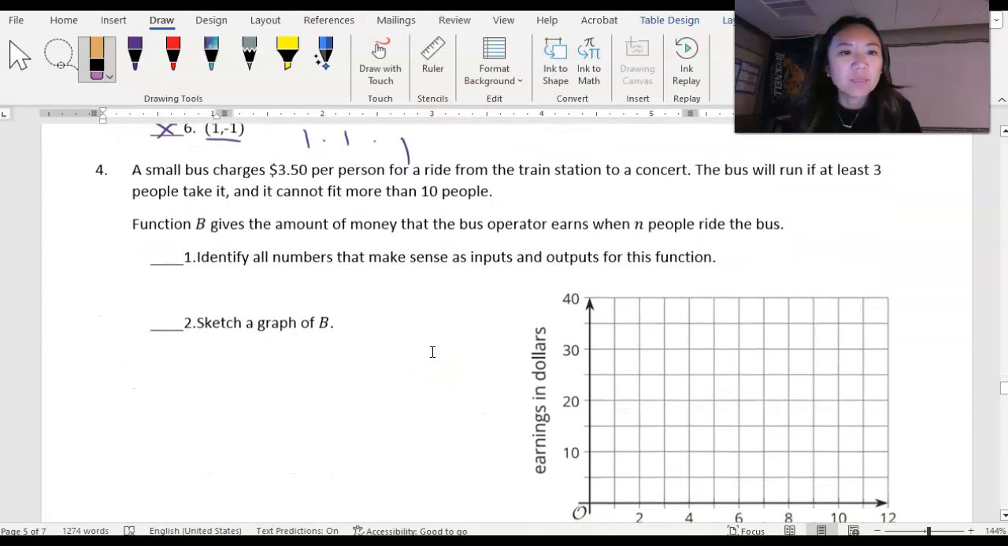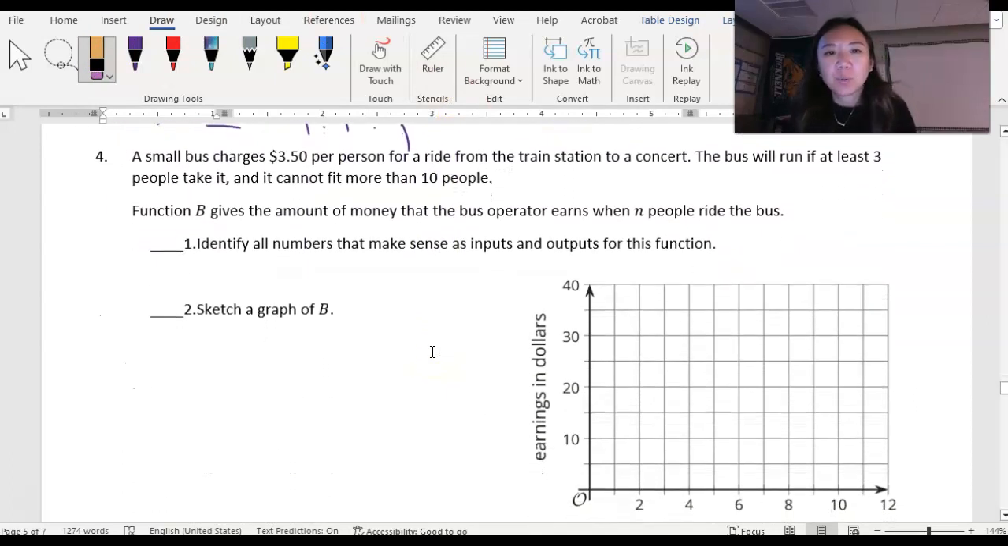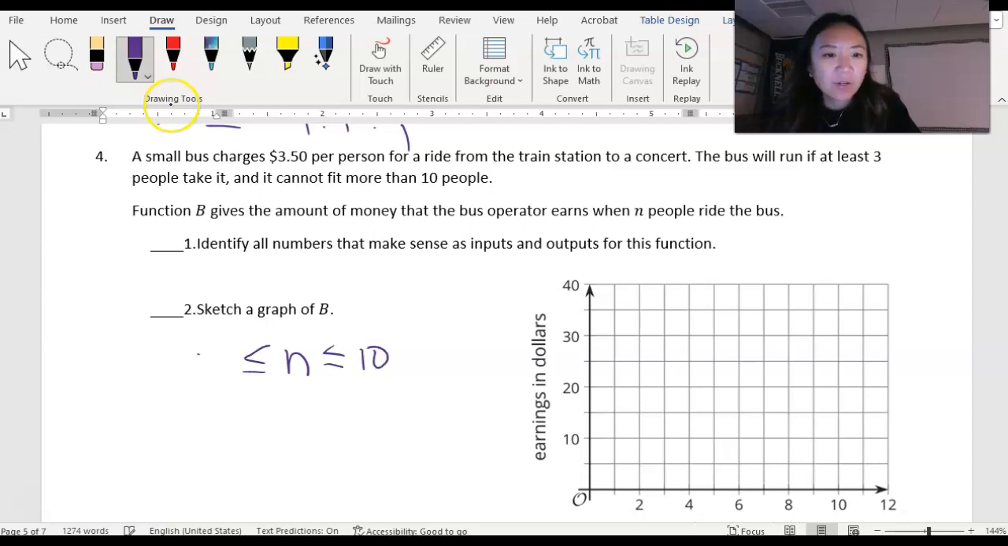All right, number 4, a small bus charges $3.50 per person for a ride from the train station to a concert. The bus will run if at least 3 people can take it, and it cannot fit more than 10 people. All right, so our riders n are going to be less than or equal to 10 and greater than or equal to 3. And then it says function B gives the amount of money that the bus operator earns when n people ride the bus. Identify all numbers that make sense as inputs and outputs for this function.